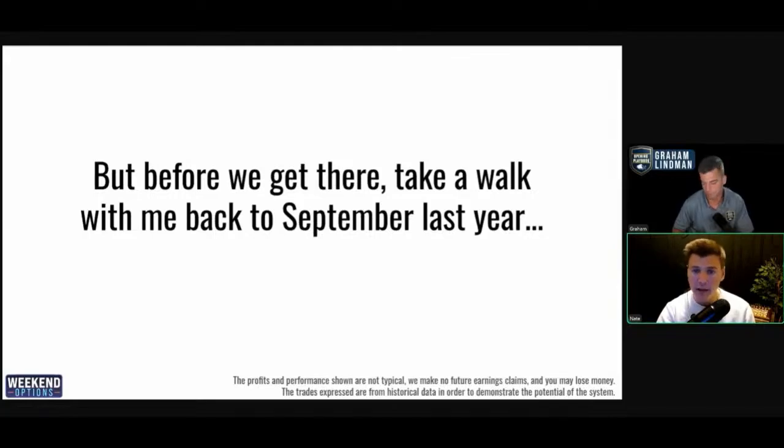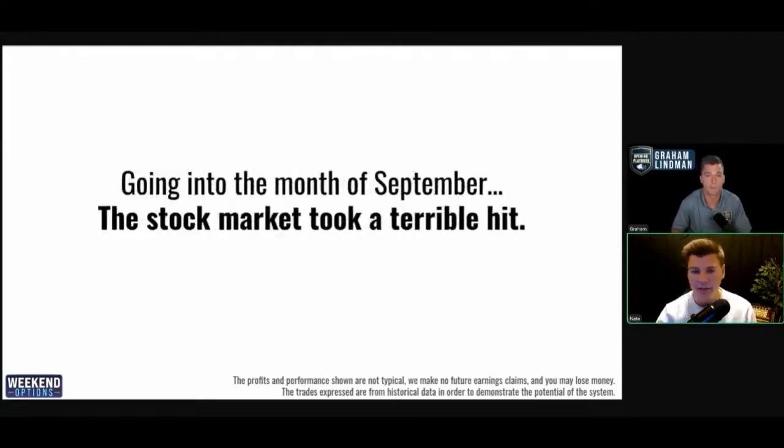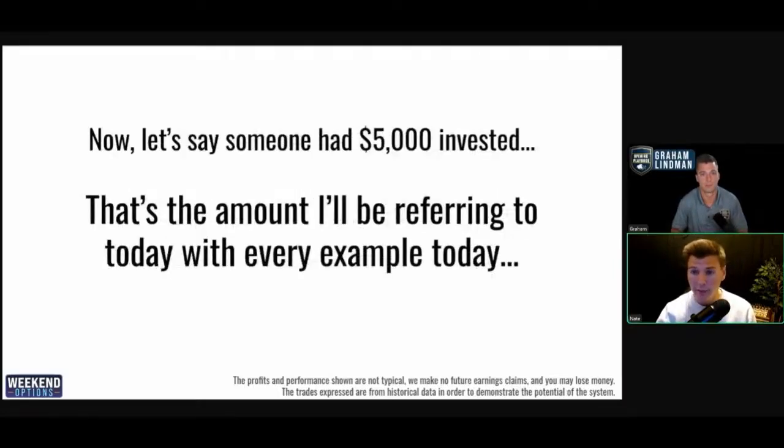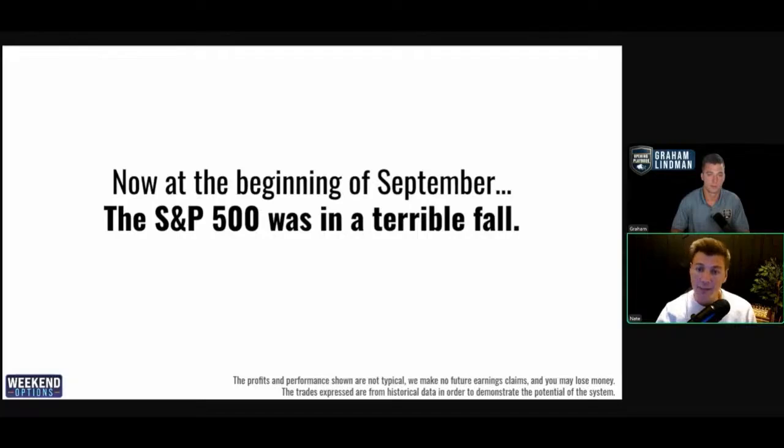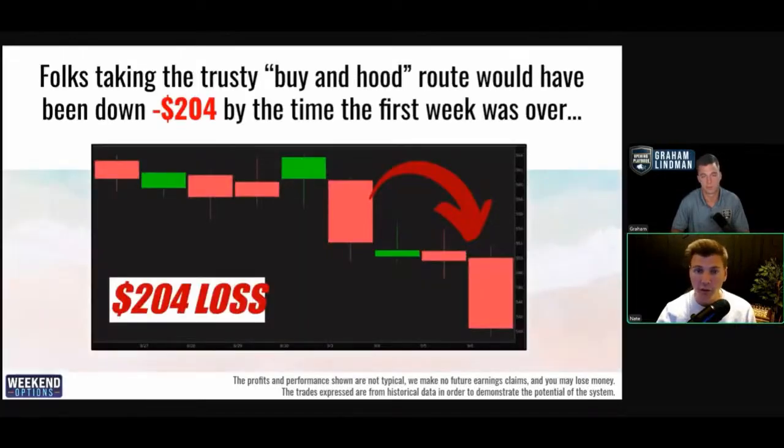Before we get there, let's take a walk back down memory lane here, going back to September of last year. Now, going in the month of September, the stock market took a pretty ugly hit. I'm sure you guys remember what August looked like last year. Let's say someone had $5,000 invested, which is the amount we'll use for all the trade examples that we go through today. At the beginning of September, the S&P was already in the middle of a pretty ugly fall. Folks taking that trusty buy and hold route would have been down about $204 by the first week there just in September.